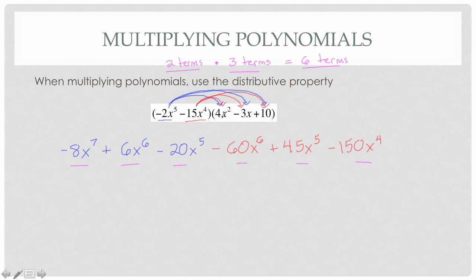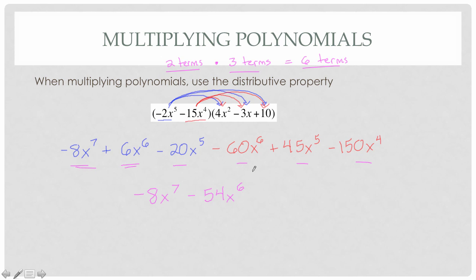All right, so we multiplied everything, we distributed, we have our 6 terms because 2 terms times 3 terms is 6. Now let's see if we can combine any like terms. Start off with the largest one, x to the 7th. Nothing else has x to the 7th, so that's going to be my first term, negative 8x to the 7th. Now let's look at x to the 6th. I got 6x to the 6th minus 60x to the 6th. So that's going to be minus 54x to the 6th.